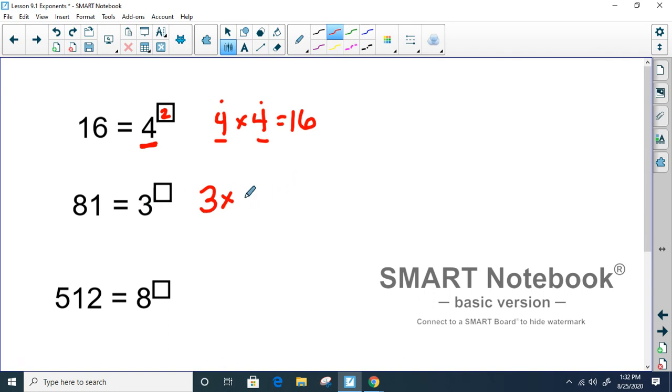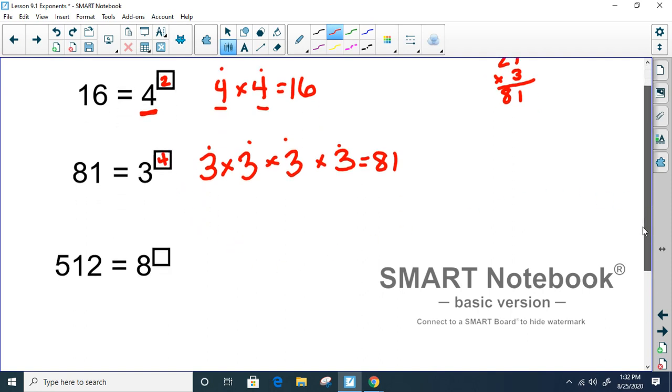So 3 times 3 is 9. That's not big enough, right? 9 times 3 is 27. Still not big enough. 27 times 3, if I need to do some scratch work, I can come over to the side. 7 times 3 is 21. So 81. So I found my answer here, 81. So I see that 3 is repeated 1, 2, 3, 4 times. So my exponent here would be a 4.